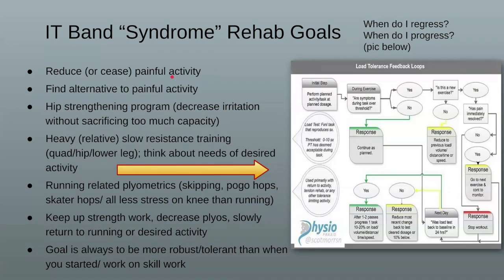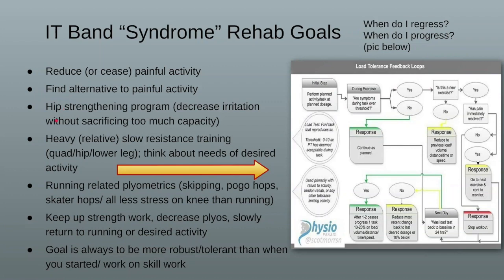The big part of this I want to talk about is this kind of feedback loop here. I think this helps out a lot of people when they don't understand, should I progress? Should I do a harder exercise? Should I regress? Should I do an easier exercise? Step one, we want you to reduce or cease your painful activity. If you're running and you're able to still run a little bit, if you're cycling and you're able to still cycle a little bit without further irritating those, and remember that's probably not inflammation, then we want you to be able to do that. We want you to be able to keep your threshold high so you're not climbing out of that big hole we talked about at the beginning.